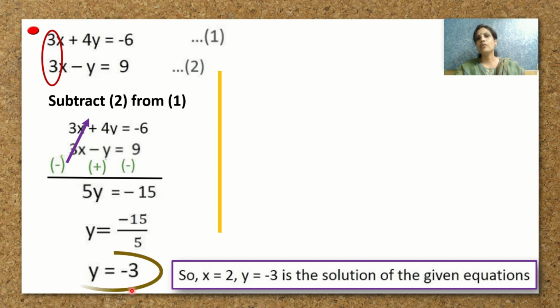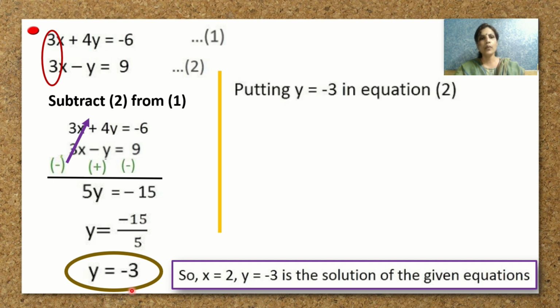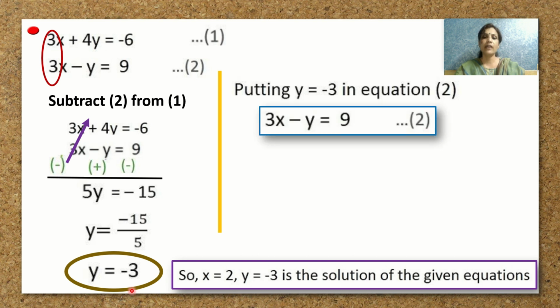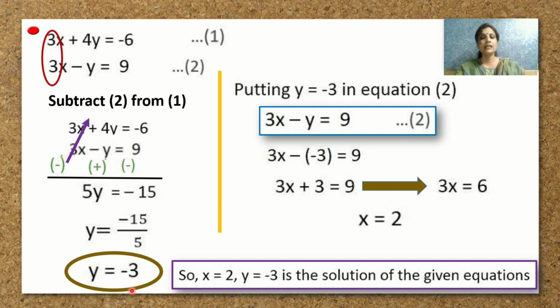This is the value of our first variable, that is y. Now finding the value of x is very easy. So you will put value of y in any of the equations, and here we have selected equation number 2. It is this 3x minus y is equal to 9 is our equation 2. Let's put value of y as minus 3. So 3x minus of minus 3 is equal to 9. So we get 3x plus 3 is equal to 9. That is 3x is equal to 6, and therefore x is equal to 2 is the value of our second variable, that is x.